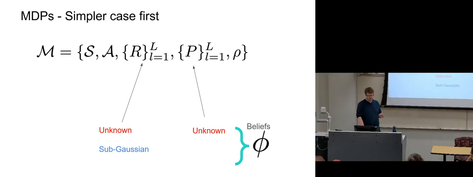So again, in the RL case, there are two unknowns, the reward function and the transition function, which are captured in our posterior beliefs phi. I'm going to go again with a warm-up and do an even simpler case where these p's are known. We'll come back to it and fix that later, but this is just the super, super simple case, an MDP with only unknown rewards.